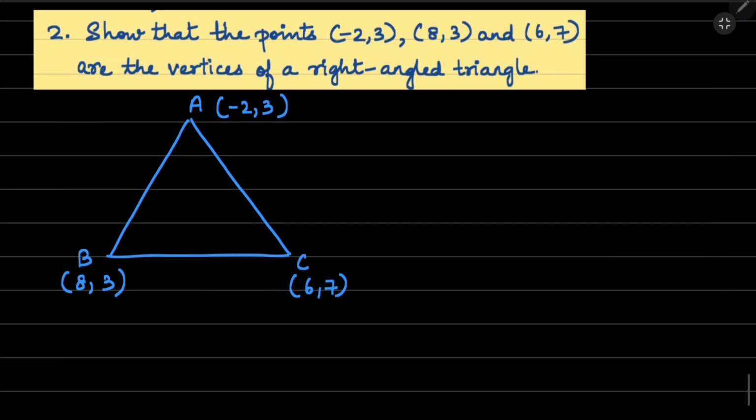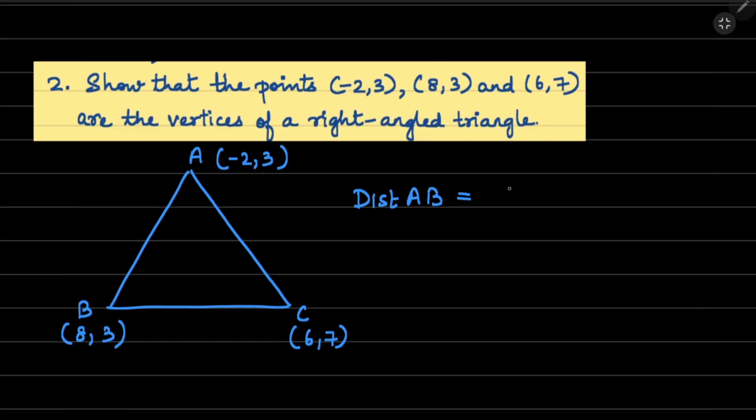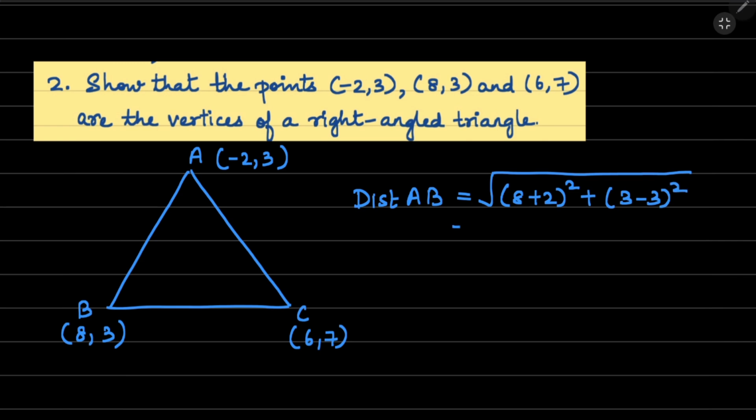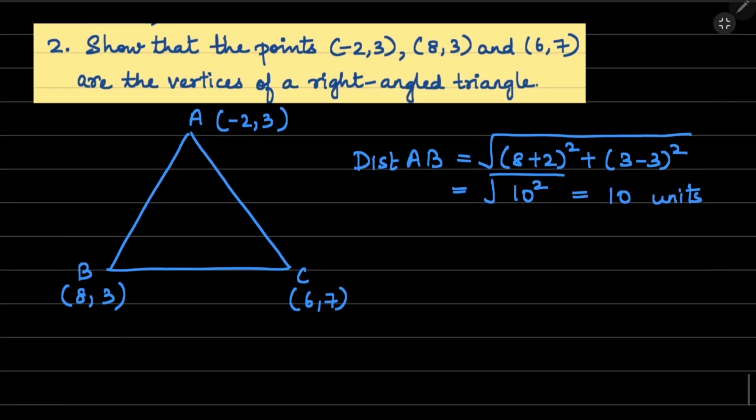So to begin with, let's calculate the distance between A and B, which will be equal to the square root of (x2 minus x1)squared. That is, you have 8 minus of minus 2. Look at the distance between the two points. Let this be x1, y1, and 8, 3 is x2, y2. So 8 minus of minus 2, which is plus 2, the whole square, plus (y2 minus y1) the whole square. So what is this? Root of 10 square, plus 3 minus 3 is 0. So what is root of 10 square? It is just 10 units.